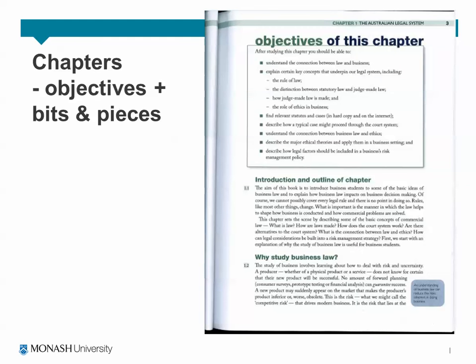What you'll find with the general structure of how the textbook operates is that there are objectives and bits and pieces. So, the objectives are stated at the beginning of the chapter. As previously noted, the major headings are there, introduction and outline, and then why study business law. But the little grey squares give additional insights or points for you to contemplate and think about whilst reading.